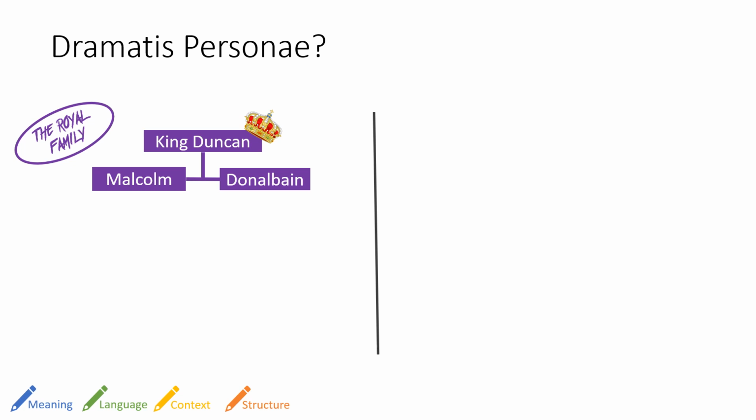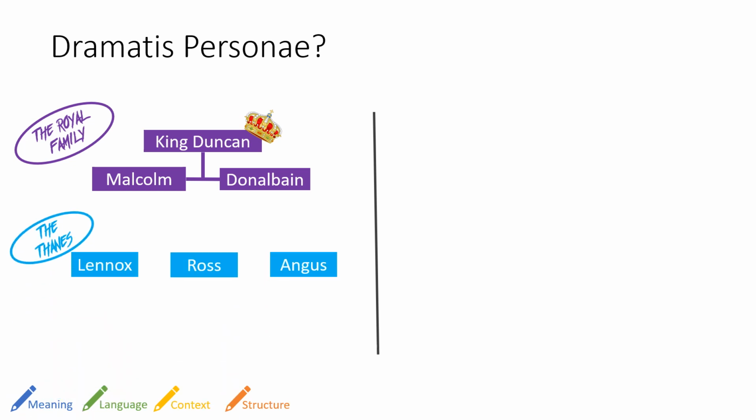Who's supporting the royal family? We've got the Thanes. These are King Duncan's top men, incredibly important people within Scotland and given the title of a Thane. A Thane is a title, a bit like a lord. We've got Lennox, we've got Ross, we've got Angus.